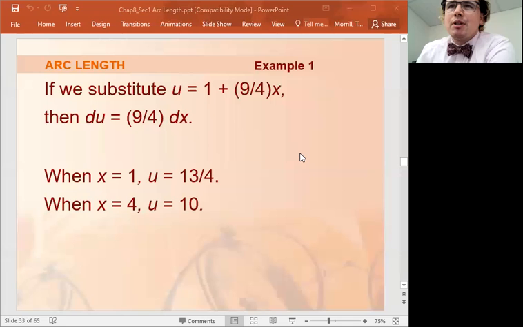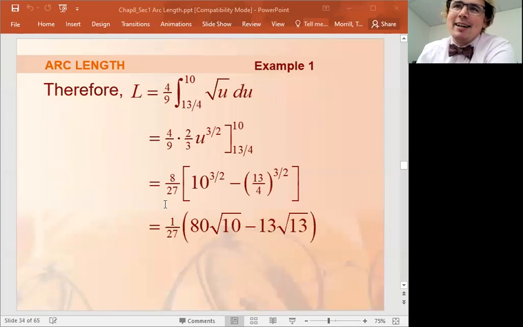And, well, I'll just do a u sub on this. Let's say u equals 1 plus 9/4 x, du equals 9/4 dx. Since I'm doing a definite integral with a u substitution, I need to change my bounds. And x equals 1 means that u starts at 13/4, and x equals 4 means that u finishes at 10. So I'm really just integrating this function from 13/4 up to 10. My integrand is now the square root of u because we factored out a 4/9.